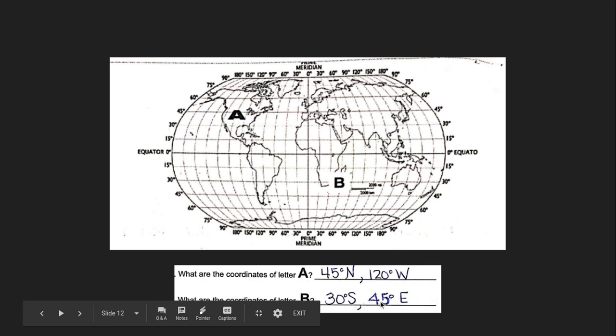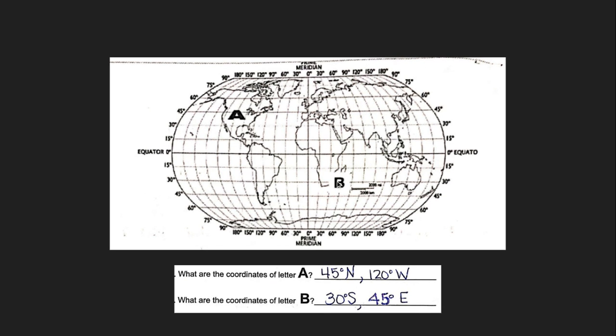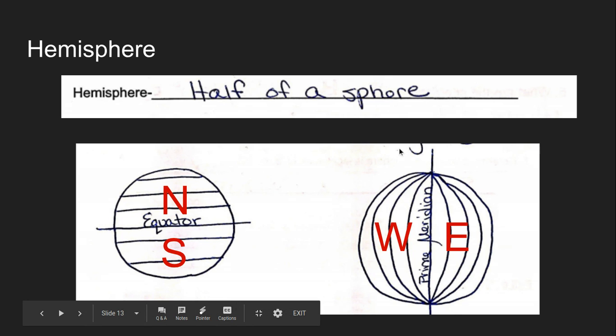Same thing here. We're going to look at B. We know that B is in the southeastern part. So right away, we write our S and then we write our E. We find the latitude, which is 30. So put that one first. And then we go up and we see that it's 45. That's how we do it.